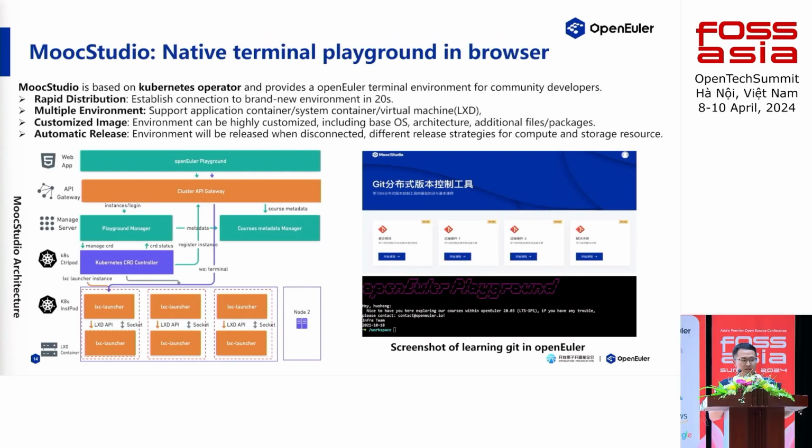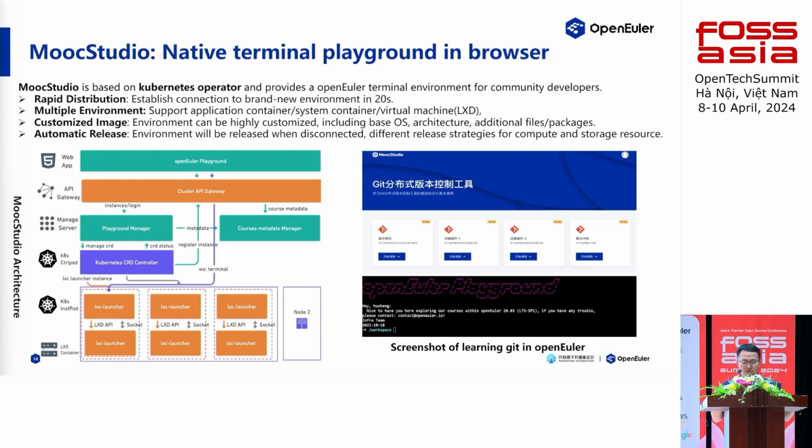The next app is MOOC Studio. MOOC Studio is based on a Kubernetes operator and provides an openEuler terminal environment for community developers, especially for developers from university or high school. It's a common case that there are some troubles getting a real environment, especially an Arm environment to run the operating system. In order to solve this problem, we have developed MOOC Studio. MOOC Studio is a kind of native terminal playground in a browser.